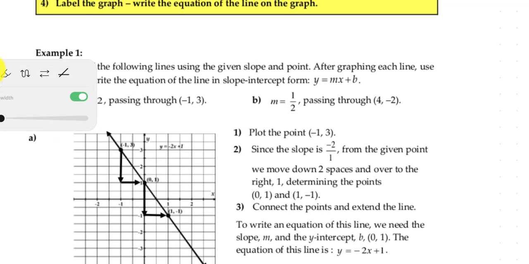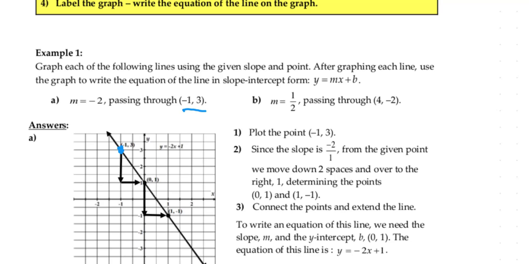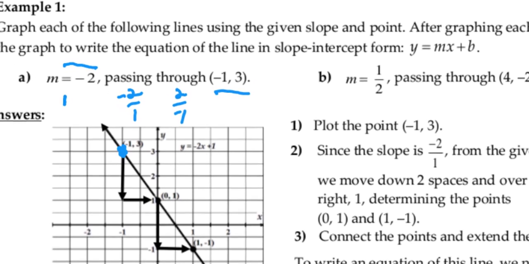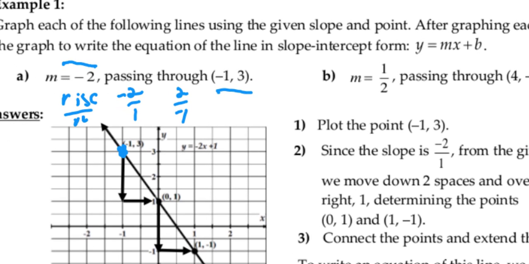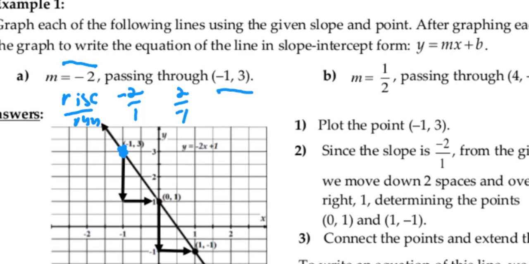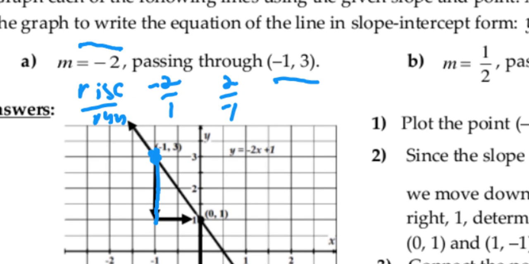If you look at example 1, you're given the point -1, 3. So if I go to -1, 3, that's a point up here. And then if my slope is -2, remember, -2 can be written as -2/1 or 2/-1. So thinking about rise over run, I can go down 2 units. So my rise is -2, and I can go over 1 unit. That's my rise over my run.